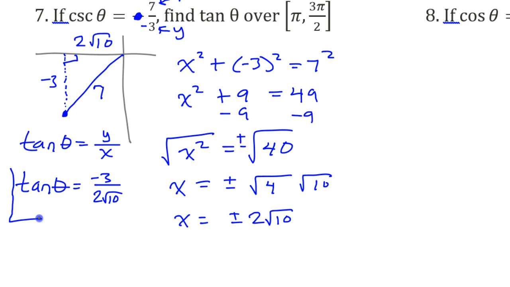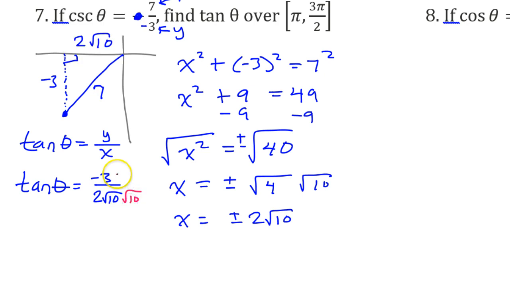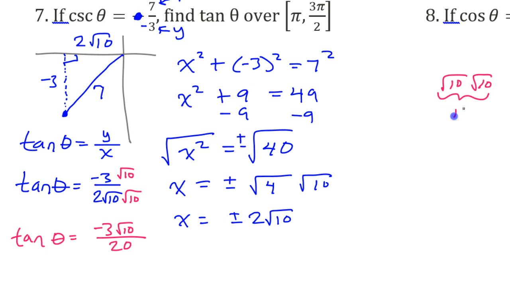So this is one form of the answer, but we should probably rationalize the denominator, which I could do by multiplying the numerator and denominator by radical 10. So that's going to give me tangent is equal to -3 radical 10 over 20. And the way I got that 20 is because radical 10 times radical 10 is just 10. So 2 times radical 10 times radical 10 is really just 2 times 10, and that's where I got the 20.